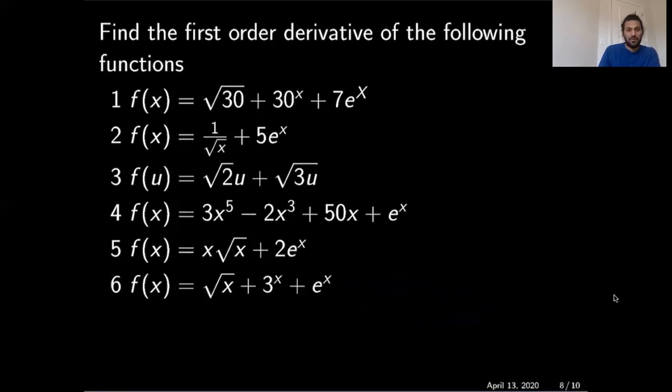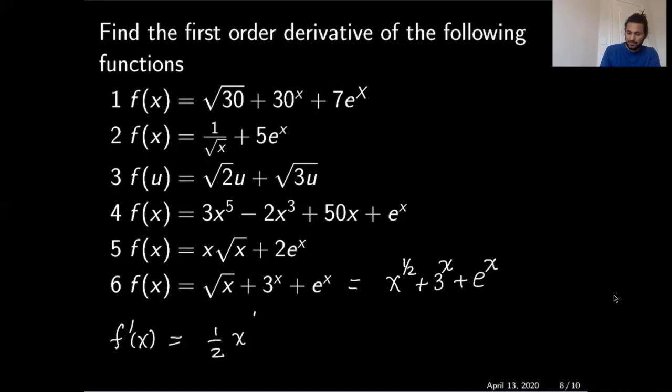Our last problem is here. So this is, again, if I simplify, x to the power 1/2 plus 3 to the power x plus e to the power x. So the derivative of that function is 1/2 x to the power 1/2 minus 1.